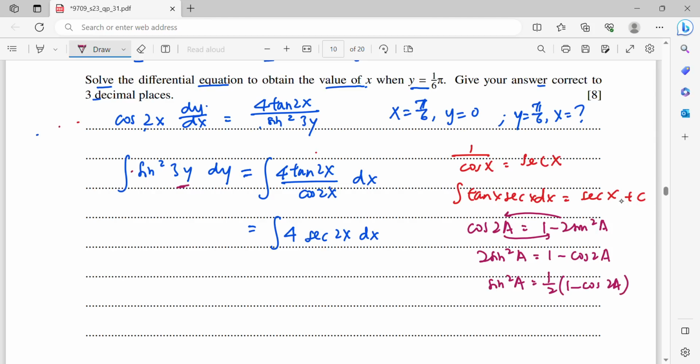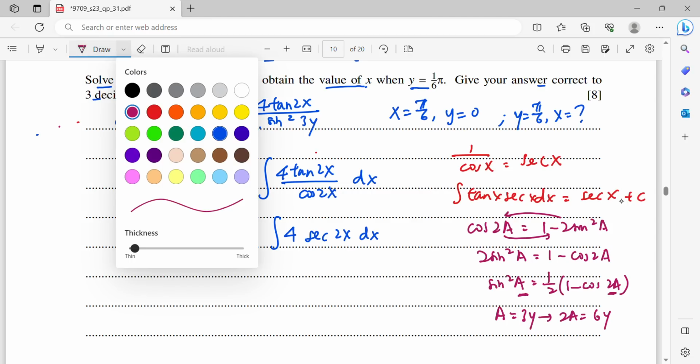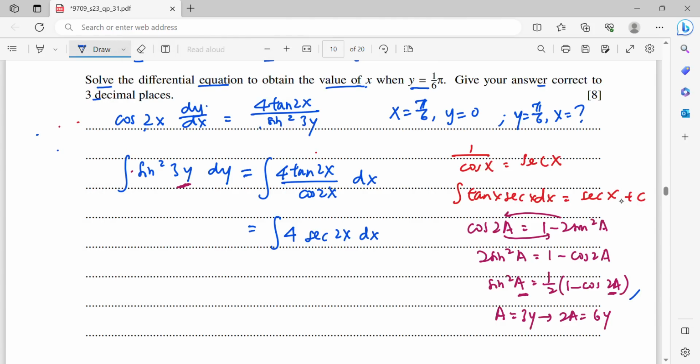Now, when you compare, this is sine squared 3y, and the formula is sine squared a, which means my a is 3y, right? So 2a becomes 6y. By using this double angle formula, the left hand side I will change to half, take out the half first, integrate 1 minus cos 6y dy. This is what you need to do before you do the integration.